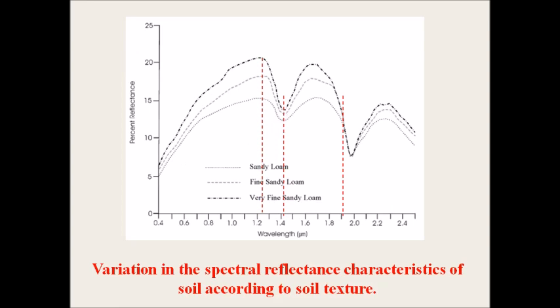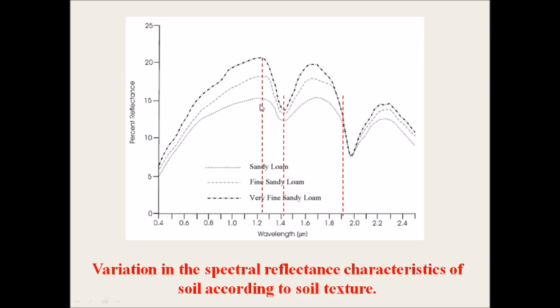You must be remembering that we had discussed the absorption by water vapors at 1.4, 1.9 and 2.6 micrometers in our earlier lecture, and you can see that at 1.4, then again at 1.9 and then here 2.6, there is a sudden drop in the amount of reflectance because of those water vapors in the atmosphere. So overall the pattern is the same.